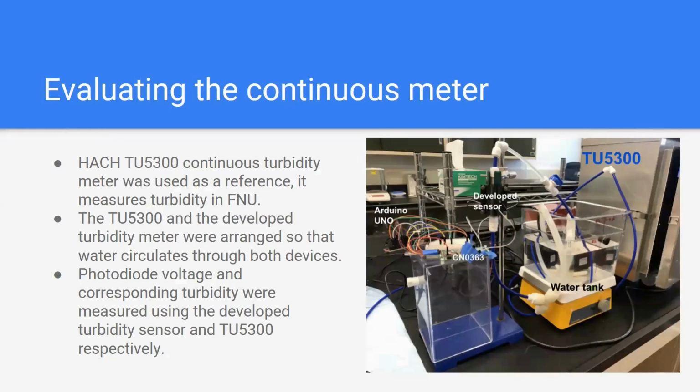So to evaluate the developed continuous turbidity meter, we used the Hach TU5300 commercial continuous turbidity meter as a reference, which measures the turbidity in FNU. So the commercial turbidity meter and the developed turbidity meter are arranged such that the water from this water tank flows through both devices at the same time. And photodiode voltage measured by the developed sensor and the turbidity measured by TU5300 are recorded.